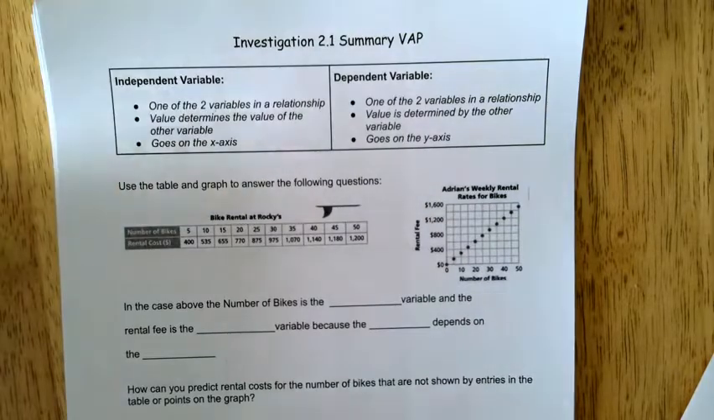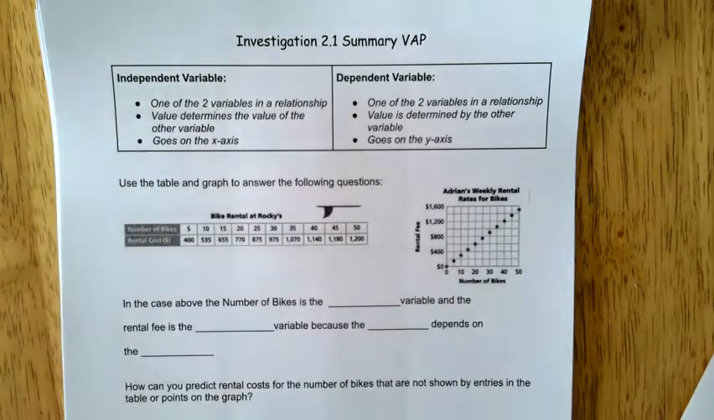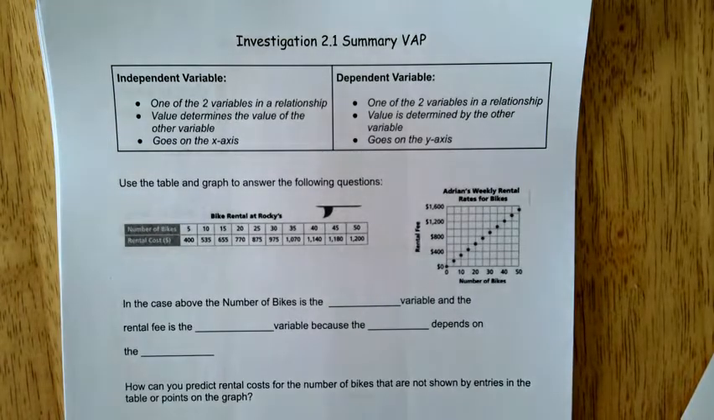Hello, sixth grade. Today we're doing summary notes for investigation 2.1, variables and patterns. We focused today on independent and dependent variables, and once again, tables and graphs.